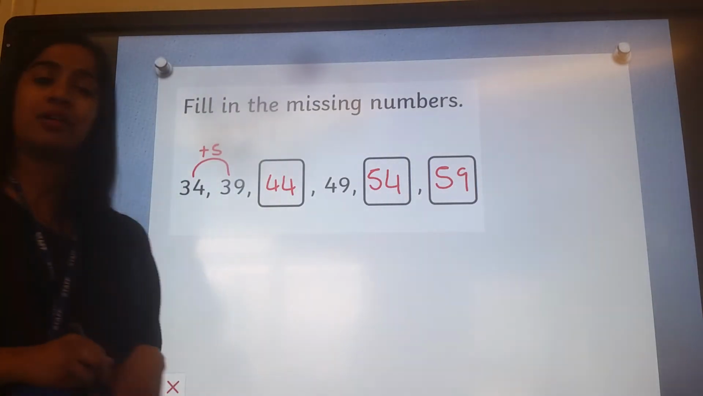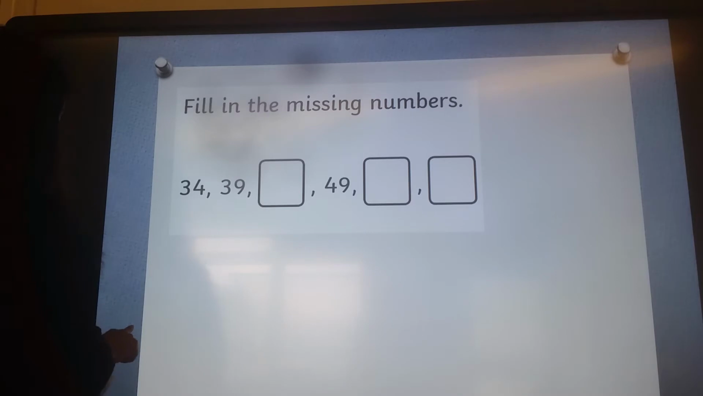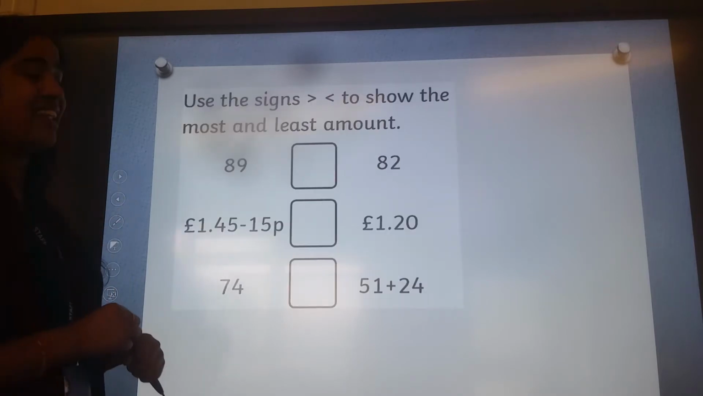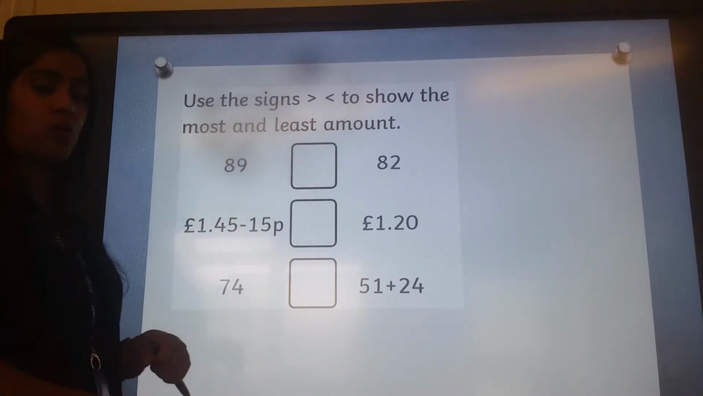Okay, so well done if you got that question correct as well. Next question. Use the signs to show the most and the least amount. So you need to choose the correct sign to go in the middle. Off you go.